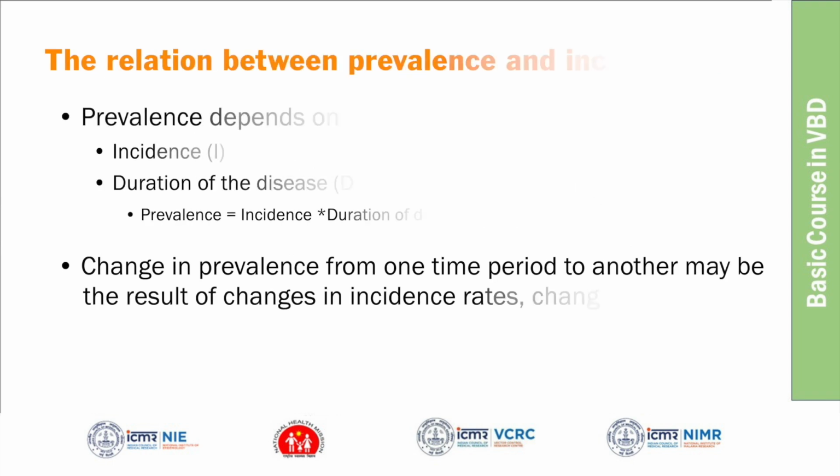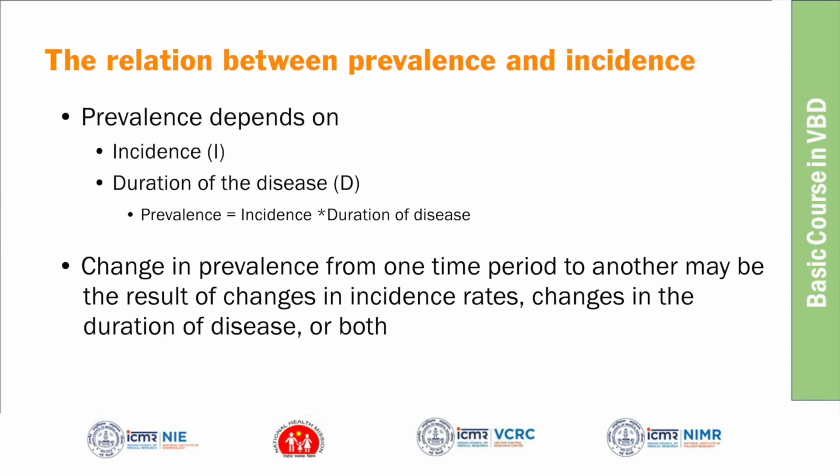So in short, prevalence depends upon incidence and duration of the disease. You can simply say the simplified calculation is prevalence equals incidence into duration of disease. So when you see a change in prevalence from one time point to another, that could be because of changes in incidence or changes in the duration of disease. Maybe there is a new cure which has been developed, or maybe individuals are dying more of the disease, or there could be other causes.